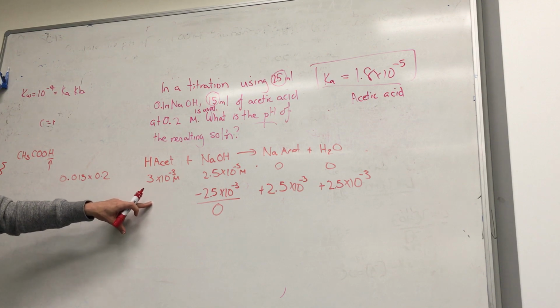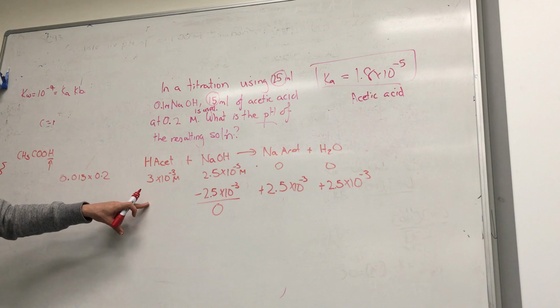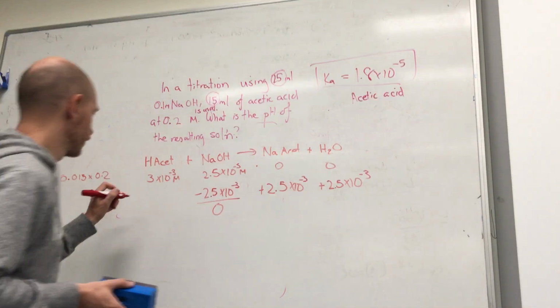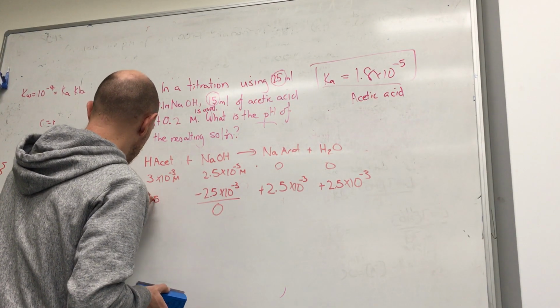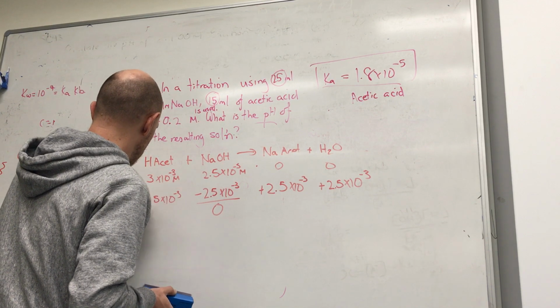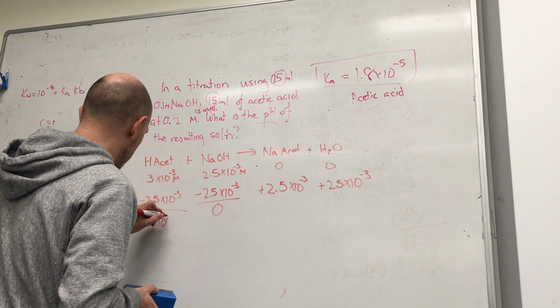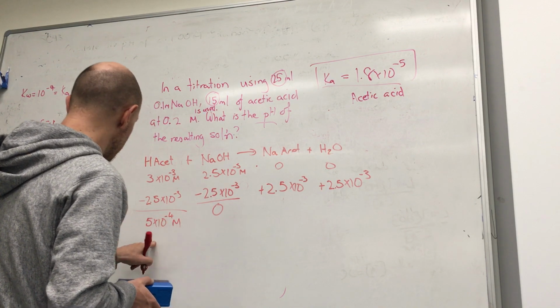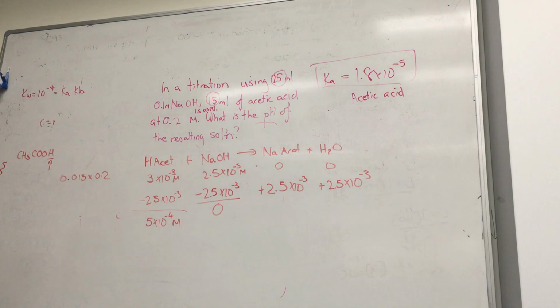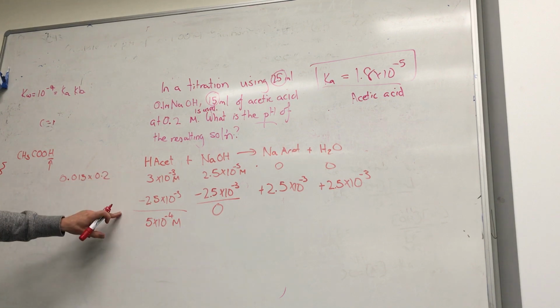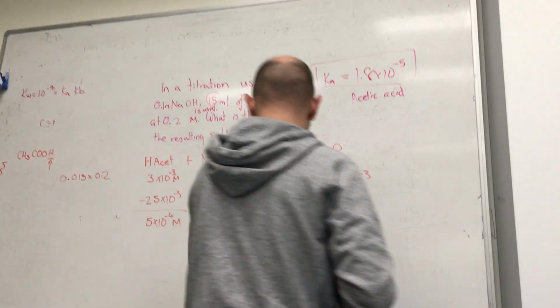Ben, what's happening at this point here? We're losing 2.5 times 10 to the negative 3. Yep. Yeah, 5 times 10 to the minus 4 remaining. So we're left with 5 times 10 to the minus 4 moles of acetic acid left in our solution, in our reaction vessel. Okay. So that's just a sum.